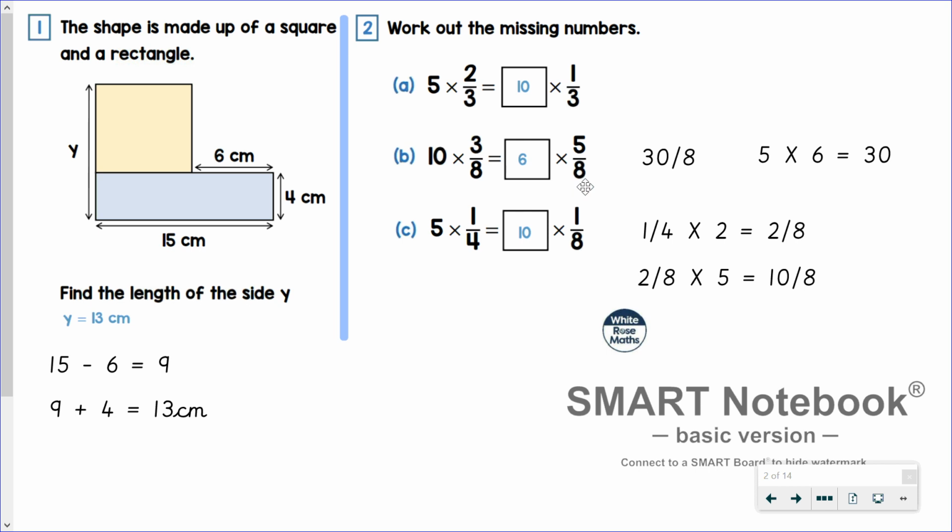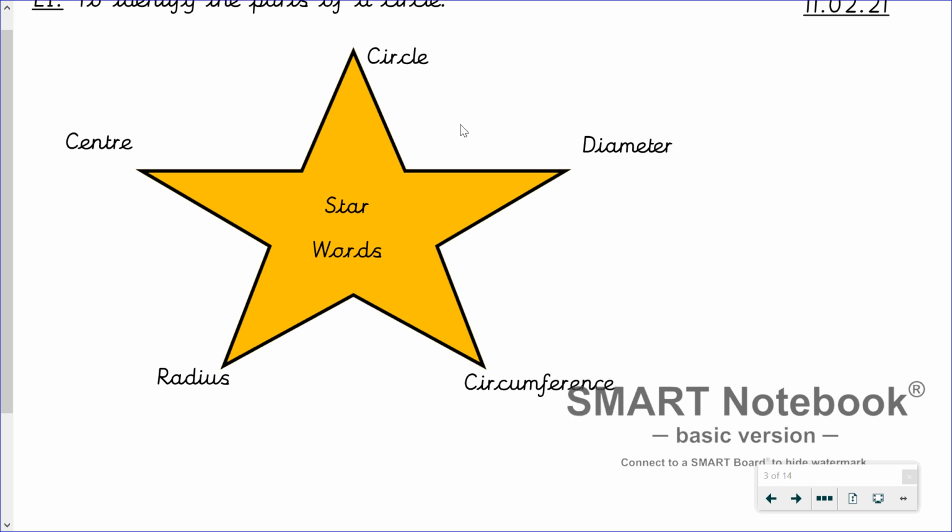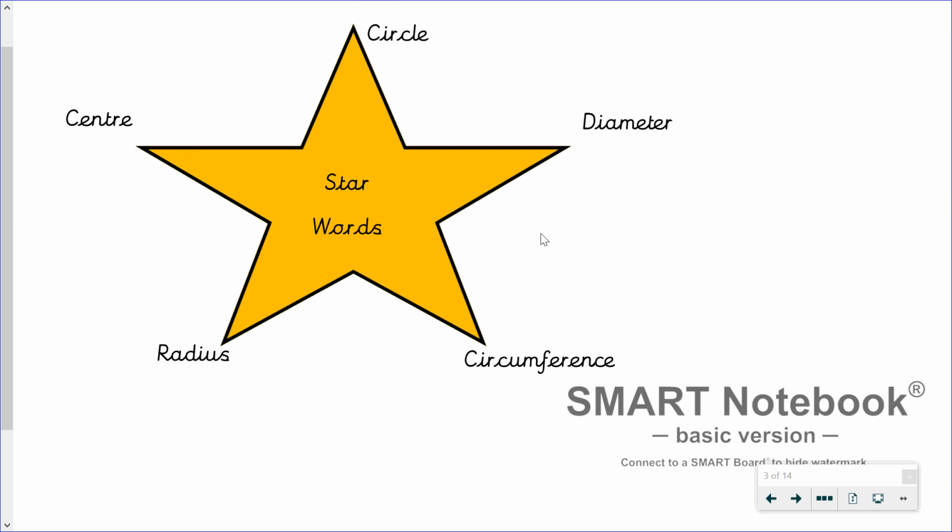So hopefully we got all those. If you didn't, that's all right. It'll still have warmed your brain up. So today we are looking at how to identify parts of a circle, because one of the charts we're going to be looking at in the next few days involves circles and knowing about them. So we're going to learn and refresh our minds all about the parts of a circle and how we might use them. So our star words today are circle, diameter, circumference, radius, and center.